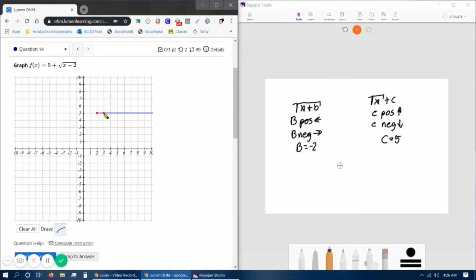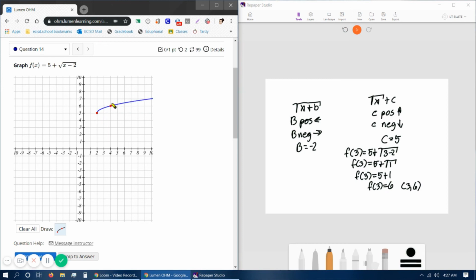If I plug that in, I get f of 3 equals 5 plus the square root of 3 minus 2. 3 minus 2 gives me 1, making my next step f of 3 equals 5 plus the square root of 1. The square root of 1 is 1, making the next step f of 3 equals 5 plus 1, which gives me f of 3 equals 6. So my second point will be at 3, 6.